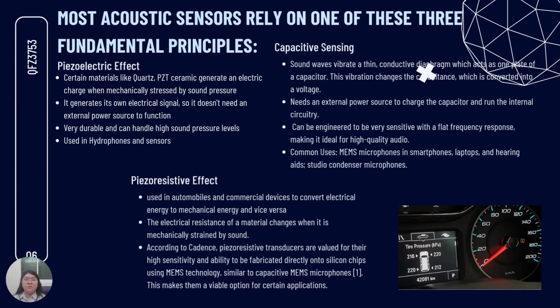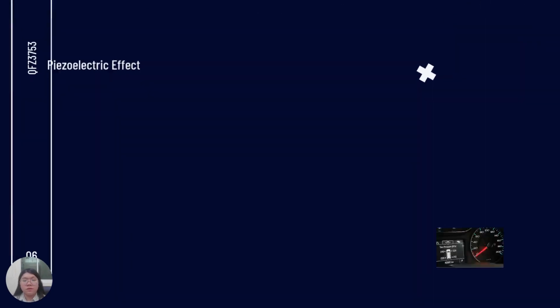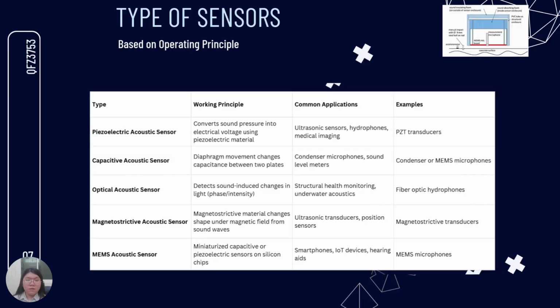For the piezoresistive effect, it is normally used in automobiles and commercial devices to convert electrical energy to mechanical energy and vice versa. The electrical resistance of a material will change when it is mechanically compressed by sound. According to the results, piezoresistive transducers are valued for their high sensitivity and ability to be fabricated directly onto silicon chips.